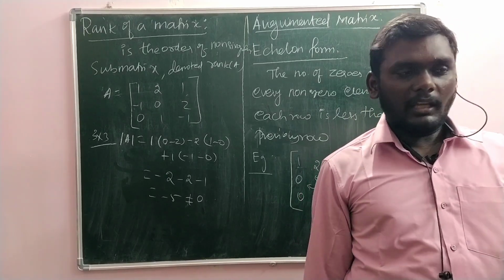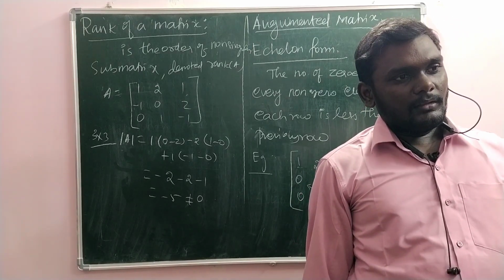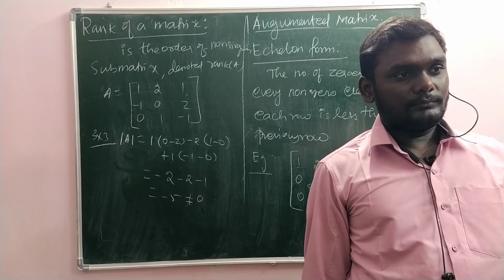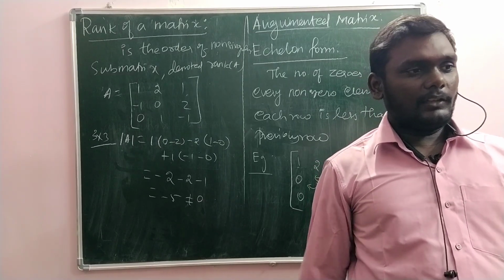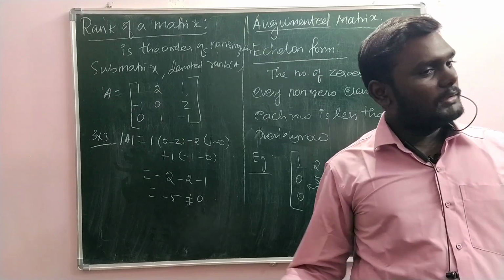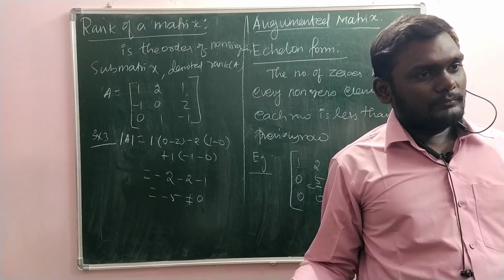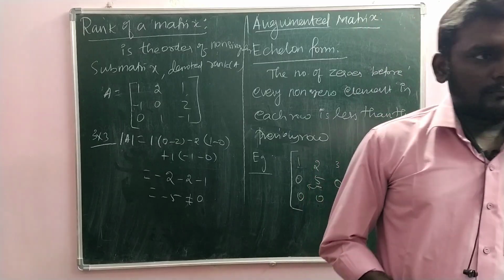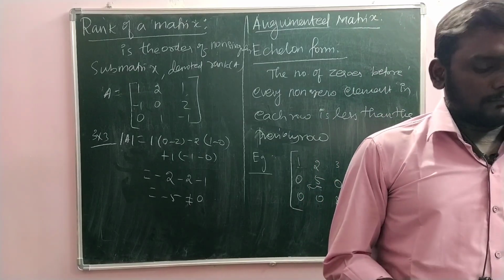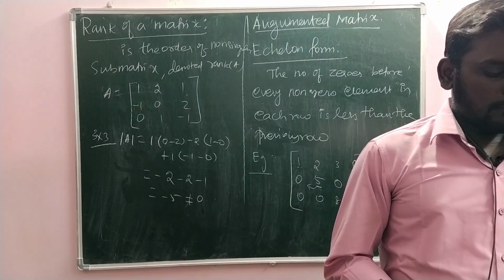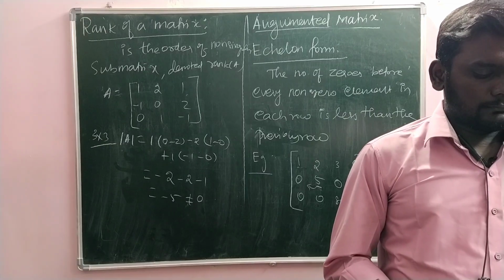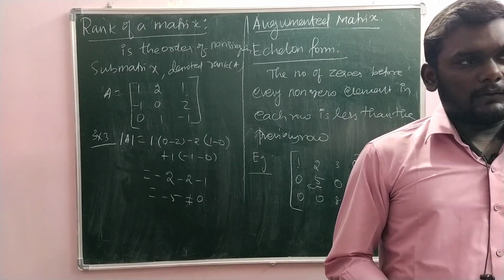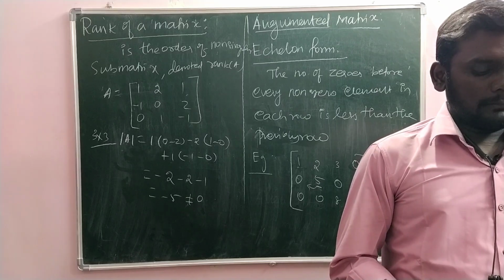For a 4 by 4 matrix, we should take the determinant. If that determinant becomes 0, see, as we discussed, the 4 by 4 determinant is big to work out, so we have row echelon form to reduce it. Okay. Alright. That I will say in the next topic.